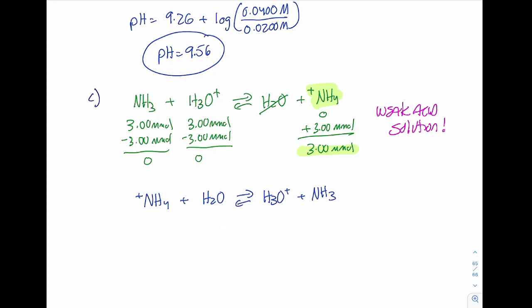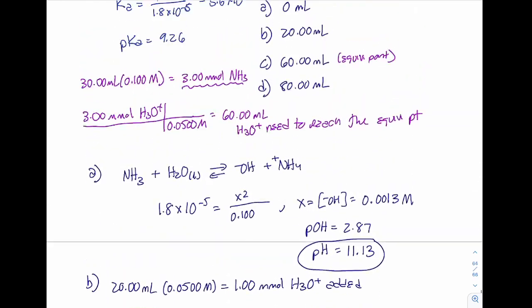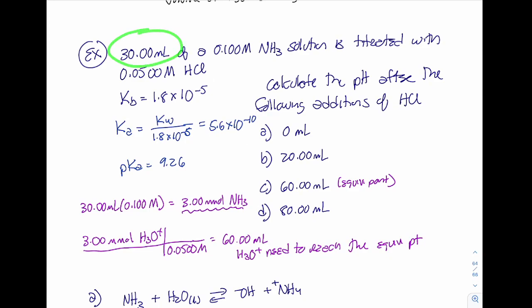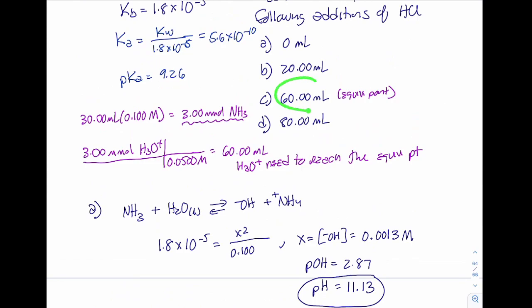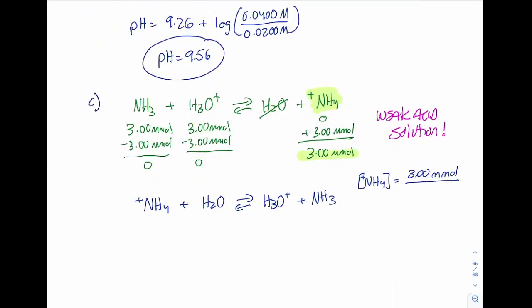It's concentrations that get plugged into our expression, not the amount. So I do need to take that 3 millimoles and divide it by my total volume to get my concentration. So my ammonium ion concentration is going to be that 3 millimoles. I'm just going to rewrite it a little bit bigger so it's legible. And then my total volume at this point, going back up, we started out with 30 milliliters. I've added 60 milliliters to it, so we have 90 milliliters total. So 3 divided by 90.